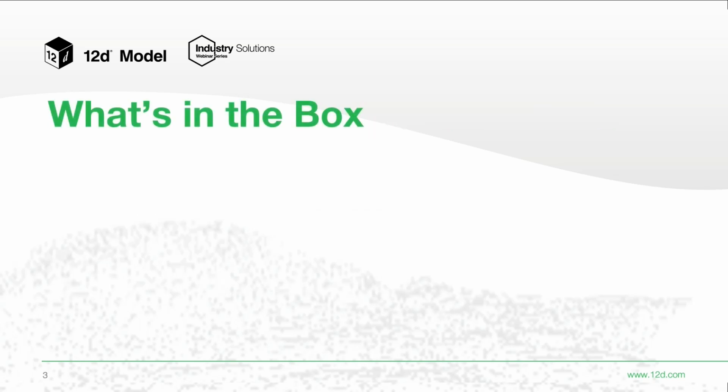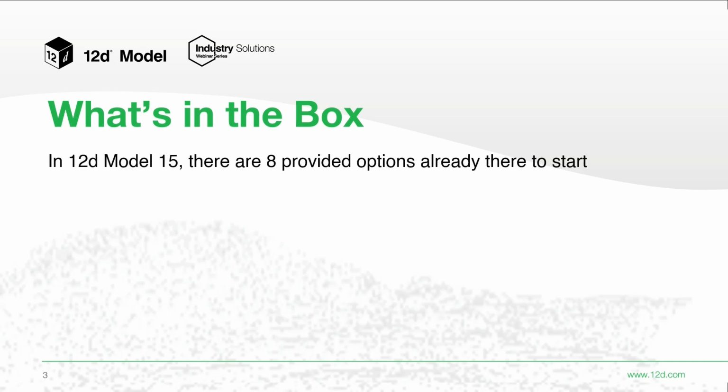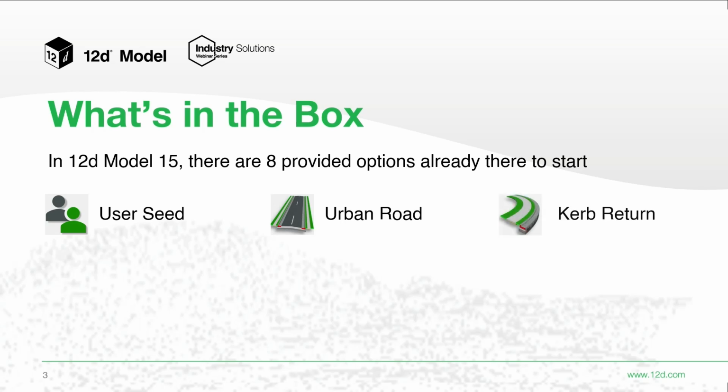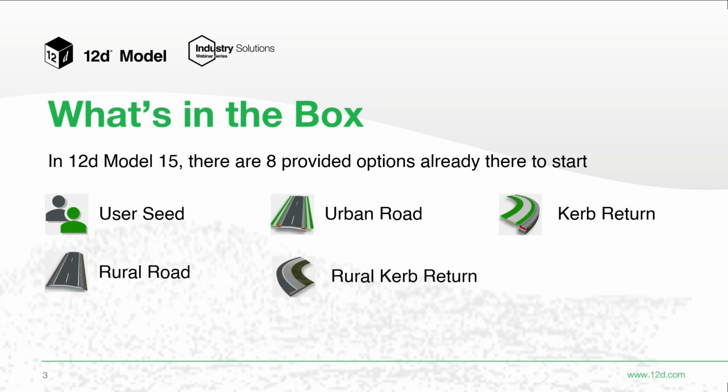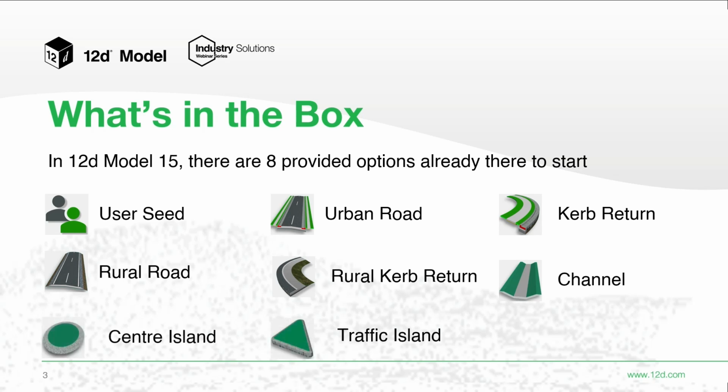So what's in the box with the 12D Quick Design? In 12D Model 15, there are 8 provided options already there to start. We have the new user seed from C1U. We have an urban road type, a curb return, an urban curb return type, a rural road, a rural curb return, a channel type, a center island type, and a traffic island type. So those are the 8 provided options that are already there to help with your quick start.